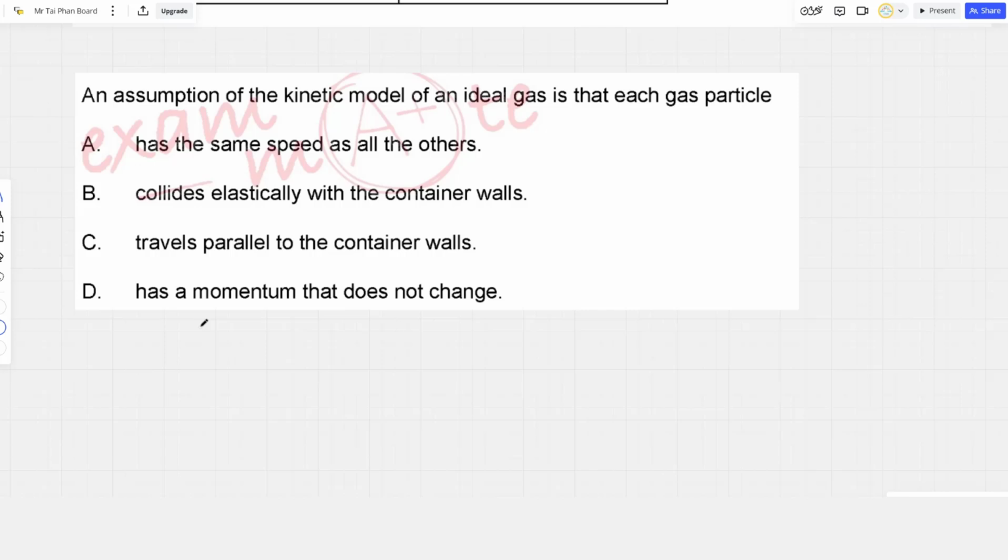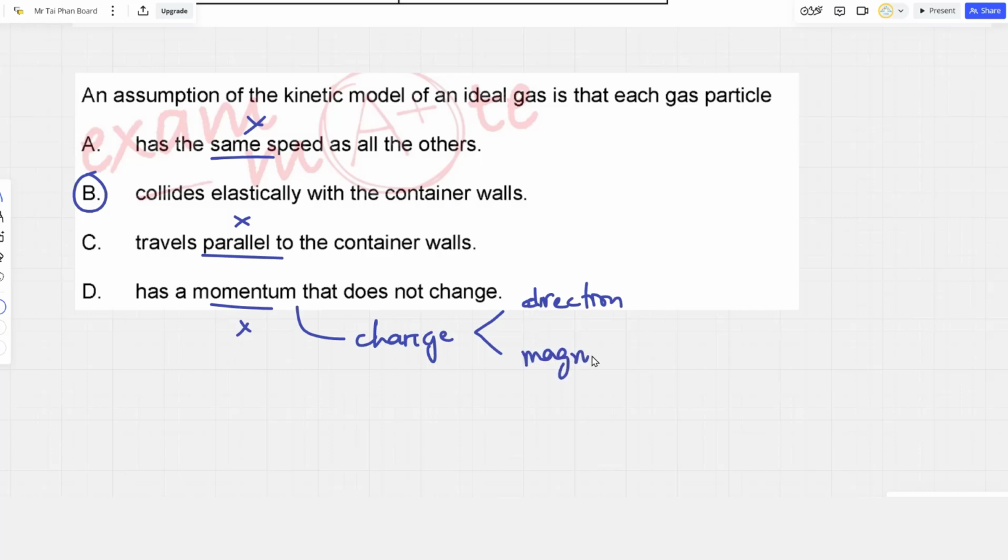Spherical atoms collide elastically with the container wall. That's correct. Same speed here is wrong. Travel in parallel, wrong. Momentum does not change, wrong. The momentum will change not only in direction but also in value when they collide with each other. The atoms collide with each other and with the wall. Yeah, direction and magnitude.